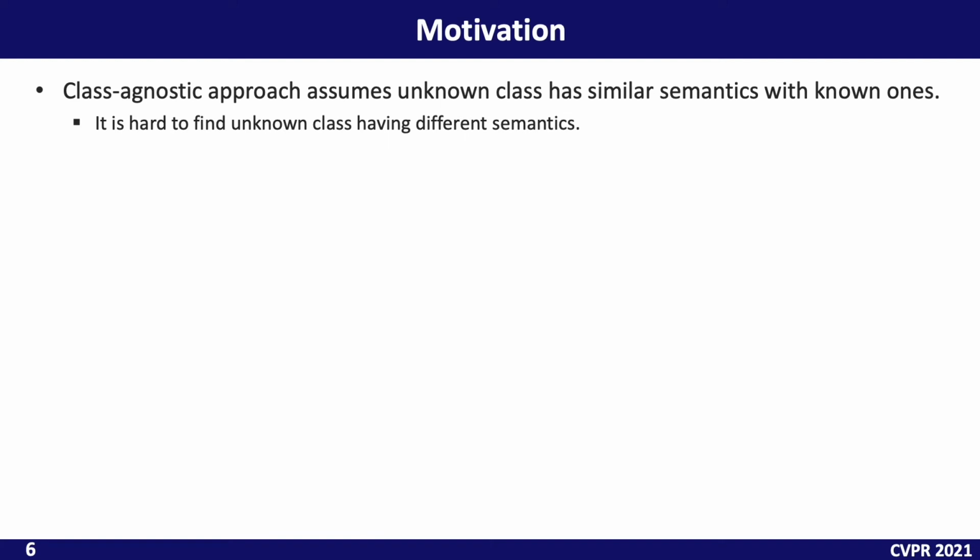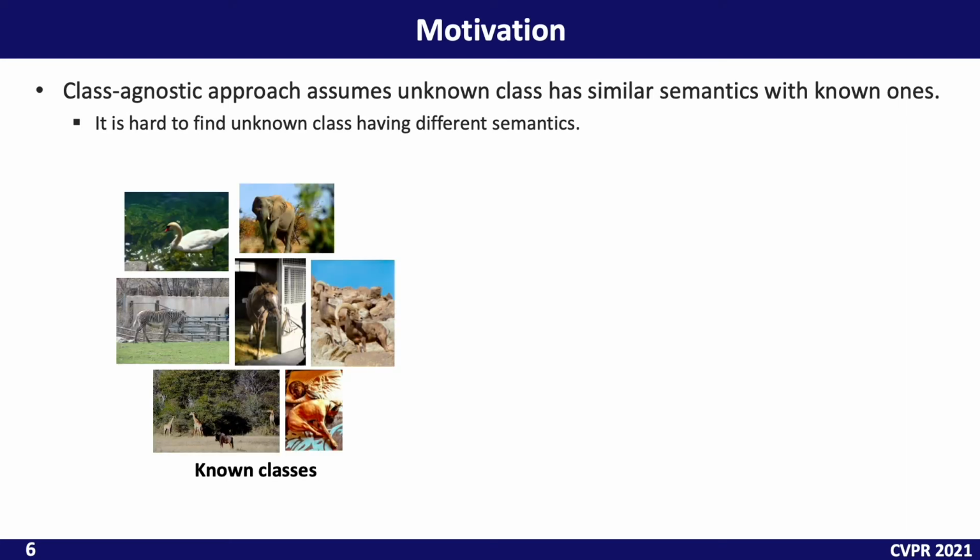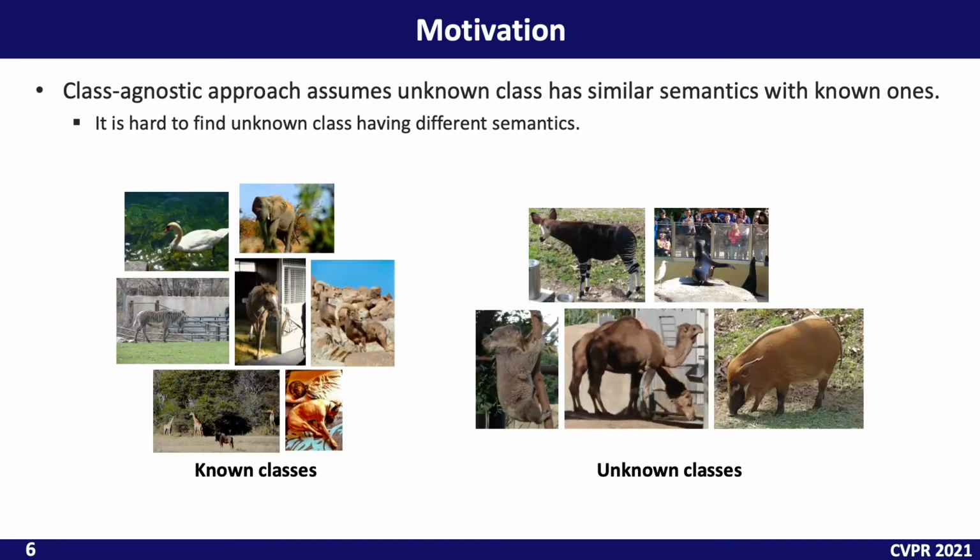Unfortunately, the class-agnostic approach assumes unknown classes have similar semantics with known ones. So it is hard to find unknown classes having different semantics. If we train on these known classes, then if we test on these unknown classes, maybe the model cannot find the sea lion because it has different semantics.